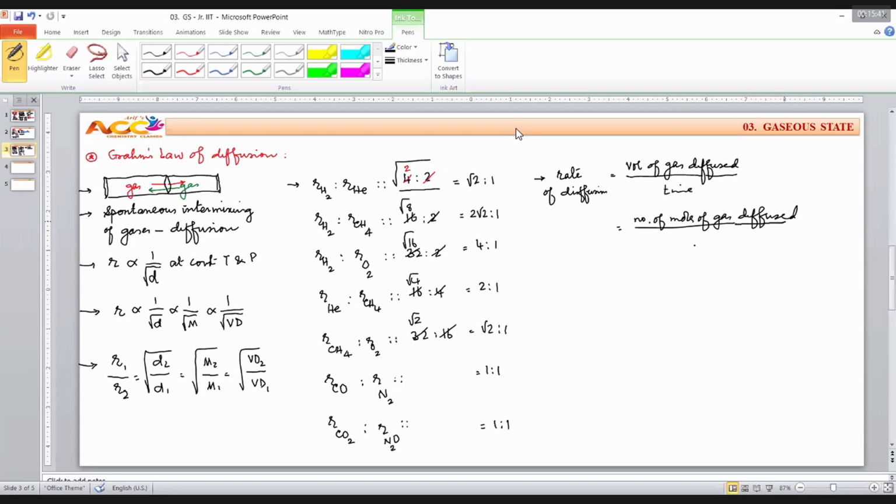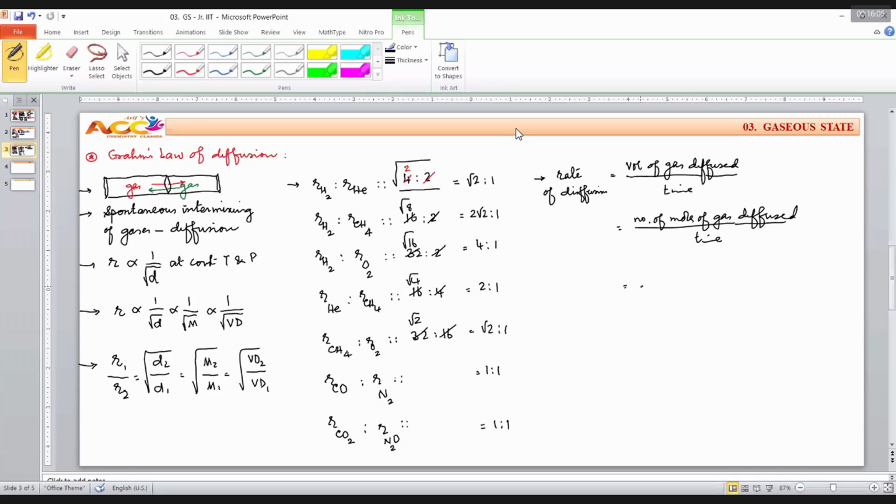Number of moles of gas diffused by time taken for diffusion. It is also called rate of diffusion. Suppose, for example, the gas molecules are coming out. If the diffused volume is more, the diffused number of moles are more, they will cover more distance. The area of cross section is constant.